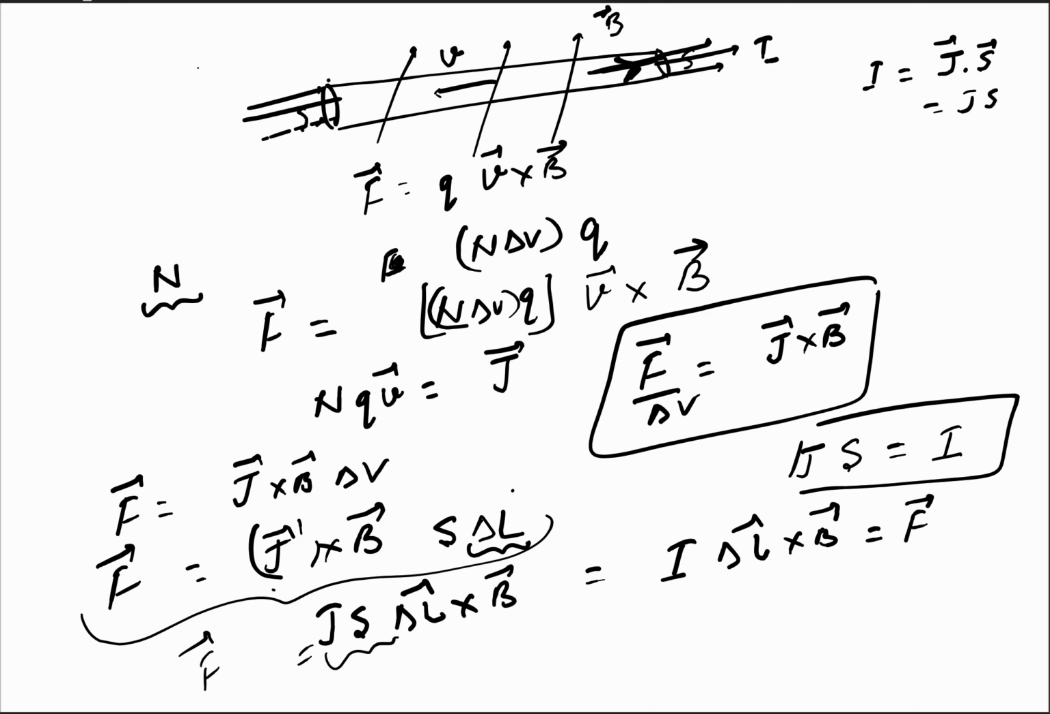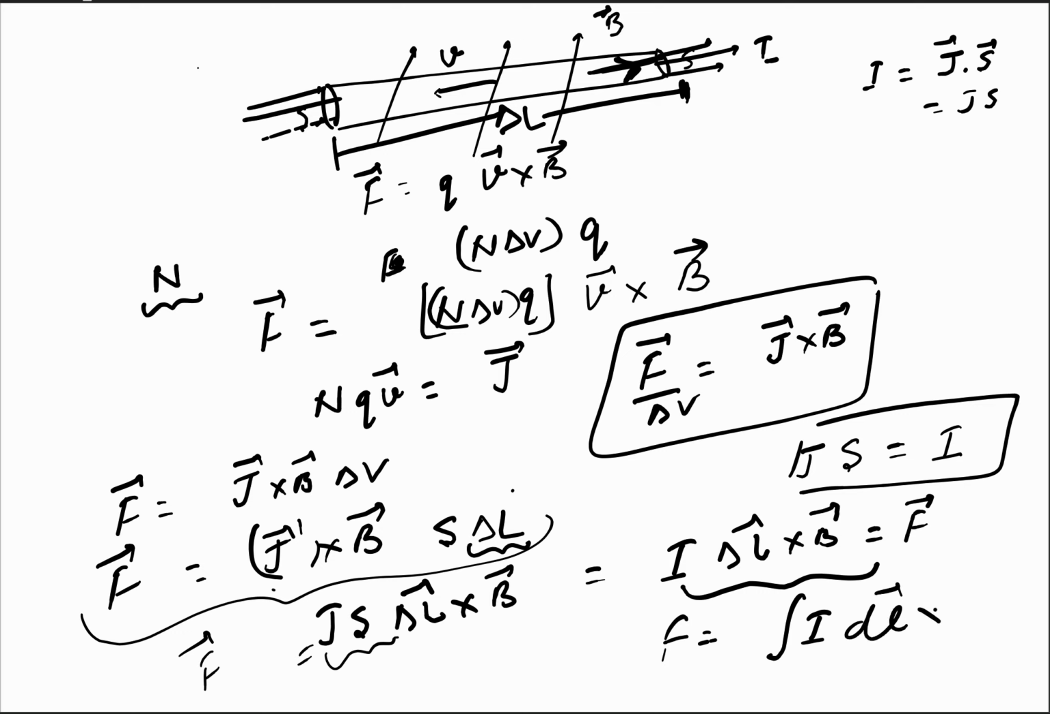So on a small length of the current carrying wire in a field, we get this force. So the total force will be I dL cross B when dL is varied from 0 to the total length of the conductor. So in this way, we can find the total force on the conductor.